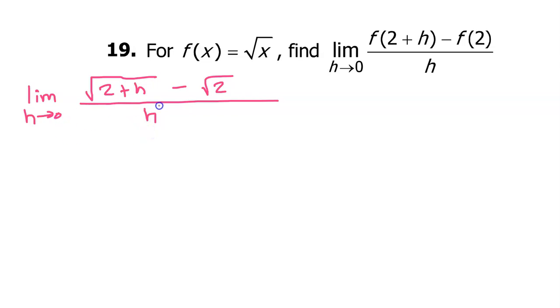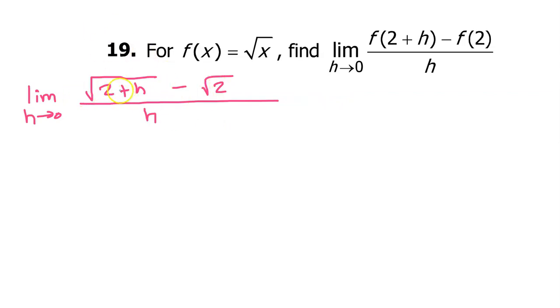Again, if we were to do direct substitution, if we put 0 for h, then we just have the square root of 2 minus the square root of 2. That's 0. And if you let h be 0 in the denominator, that's 0 over 0. The indeterminate form tells us nothing. So we need a different strategy.